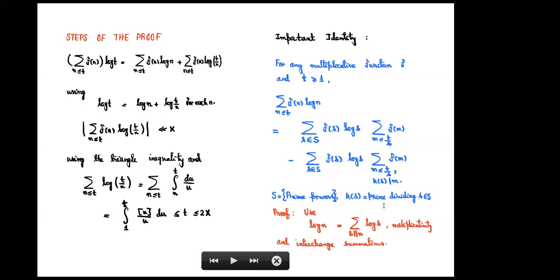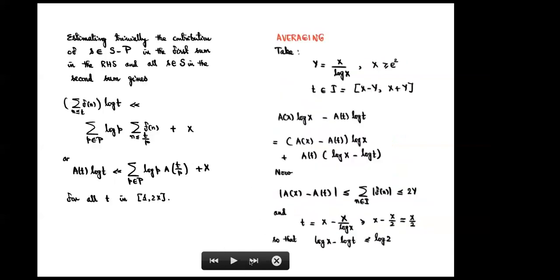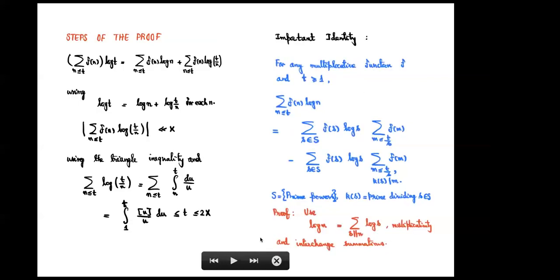You basically end up with this identity, which is the starting point of a number of investigations on the mean value of multiplicative functions. Okay, so this identity is now used together with the hypothesis that |f(n)| is less than or equal to 1.